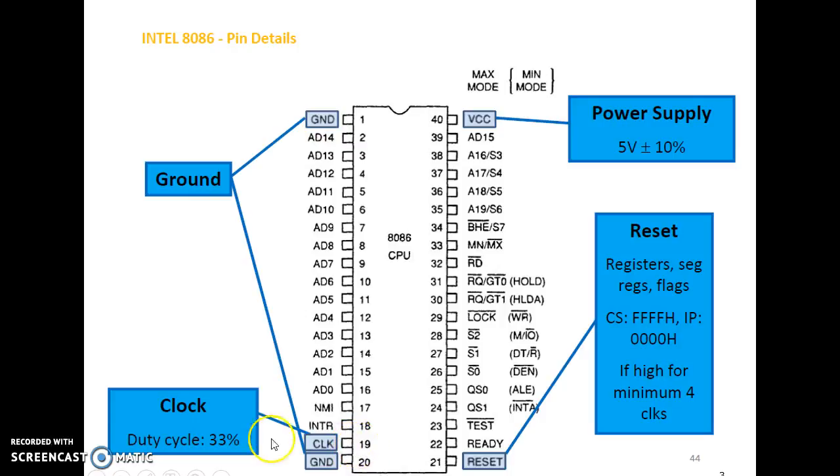Then we have the clock signal. Based on the clock frequency, the time period for every instruction execution takes a particular time, depending upon the clock frequency. Here we use the 19th pin for the clock signal. Then reset. When we press reset, it will reset the registers, segment registers, and flags. The code segment value will be FFFFH, and the instruction pointer will be 0000H.